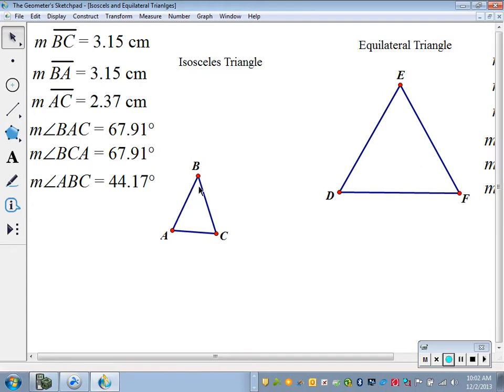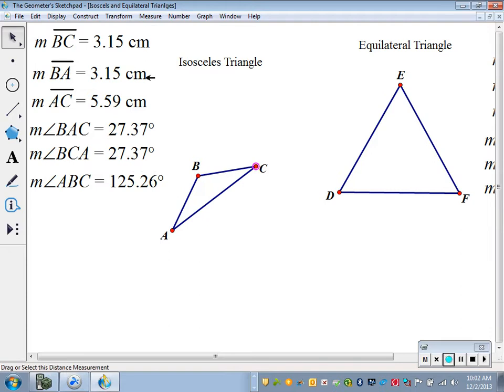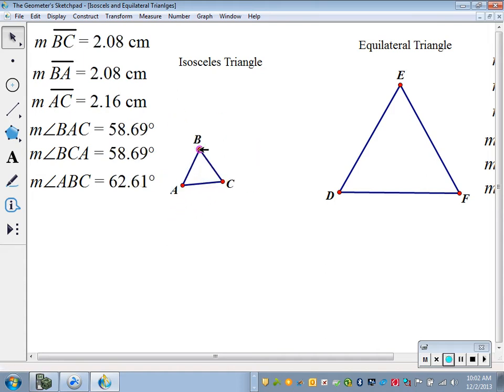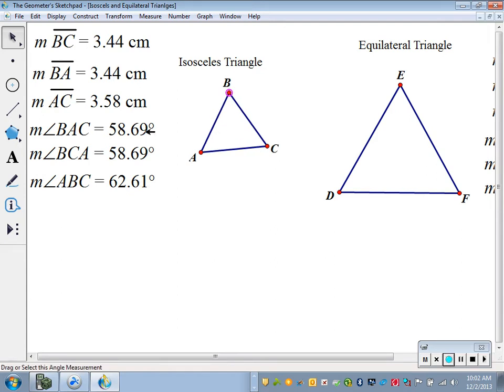And then you have your other angle up here that is not congruent. As I move this triangle around to change my angles, notice my two sides stay the same, and my two angles are also congruent. Then I can change my lengths, and my angles still stay the same.